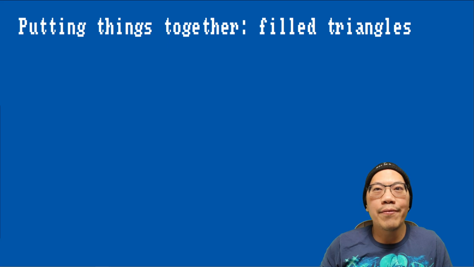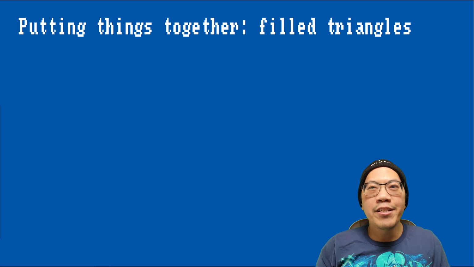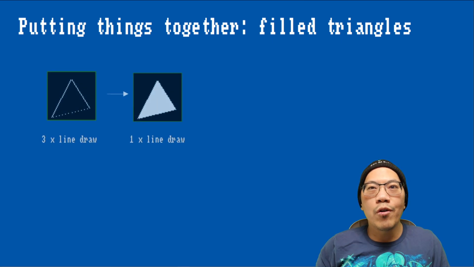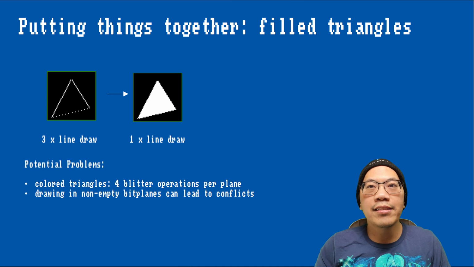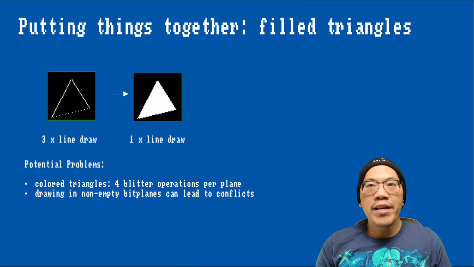Now that we have seen how to draw lines and fill areas, it's time to put these two concepts together to create filled polygons. And the simplest polygon would be a triangle. In principle, this is straightforward. We draw lines in single pixel mode to connect the 3 corners of a triangle and then apply area fill. However, that means for multicolored triangles, we would have to perform 4 blitter operations for each bit plane we want to draw to.